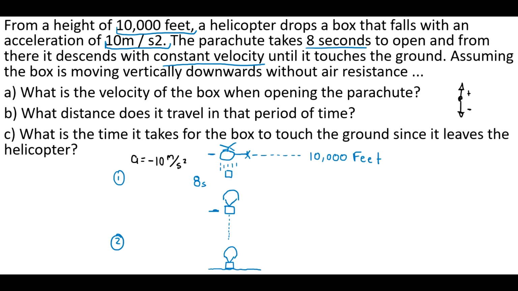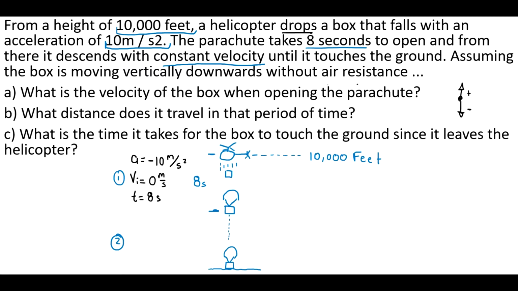Now, another important thing is this word, drops. In the first stage of the problem, the stage where it has acceleration, there is initial velocity, and it says drops a box. That concept refers to when you let go of something. And when you let go of something that goes down, the initial velocity is always 0 meters per second. Okay, so we got the time, that is 8 seconds.